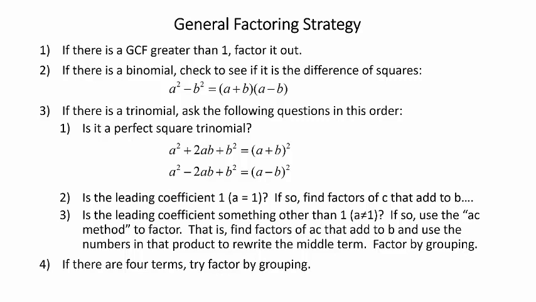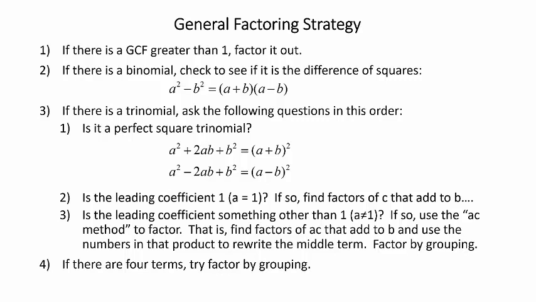If there's a trinomial, ask the following questions in this order. It'll help you out. So first of all, is it a perfect square trinomial? So with the a squared plus 2ab plus b squared. So look at the first term and the last term in the trinomial. If they're both perfect squares, check out the middle term too. Is it a perfect square trinomial?